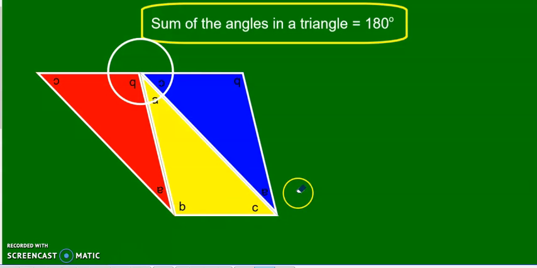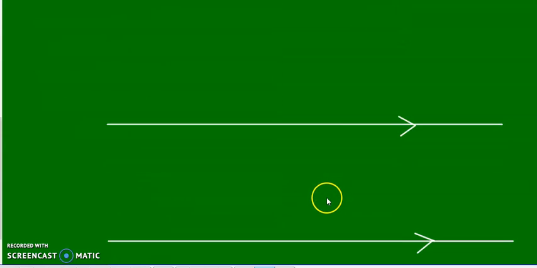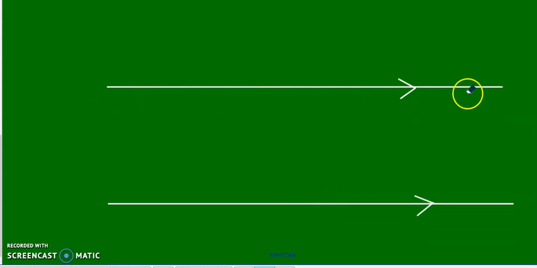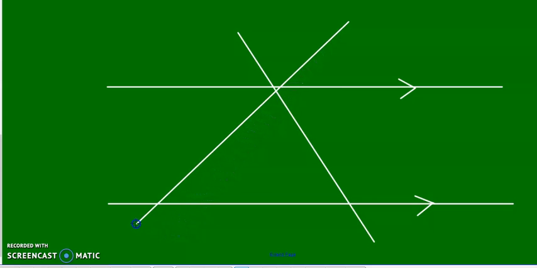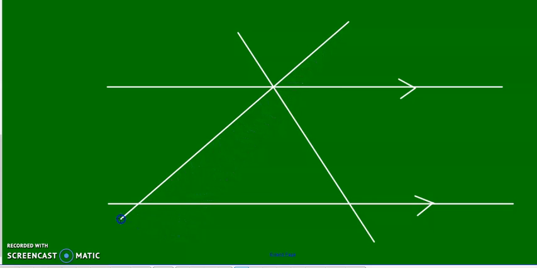Now there's another way you can do this. Let's draw two parallel lines like that. Now let's draw a triangle. So these two lines are parallel, that you can tell by the arrows here. And now let's draw a line like this, and then another line like this. But let's make sure it intersects right there, like that.